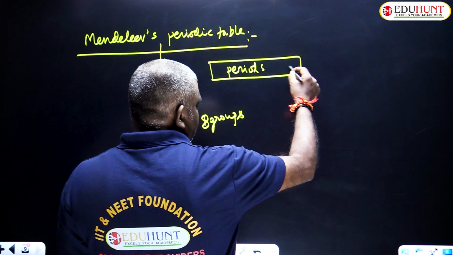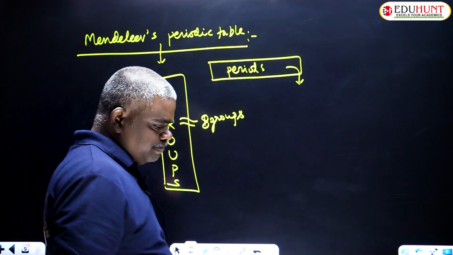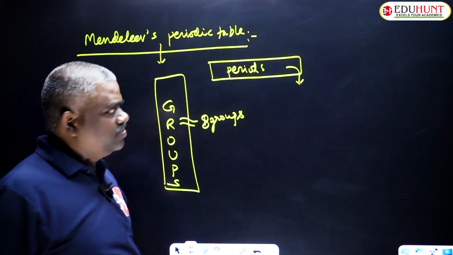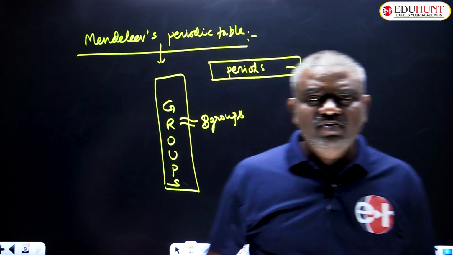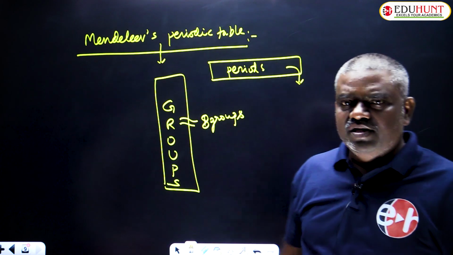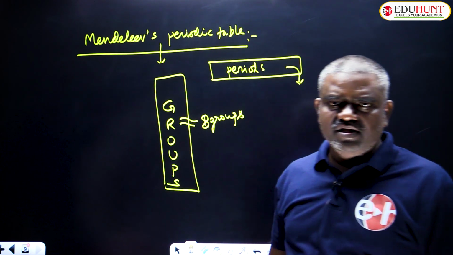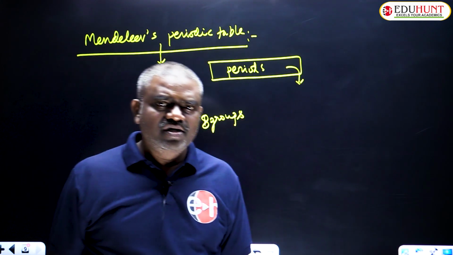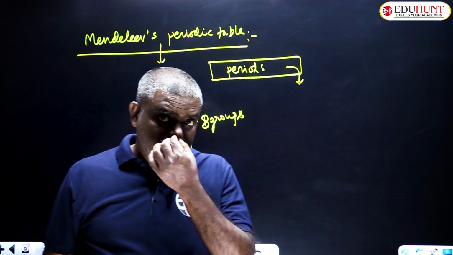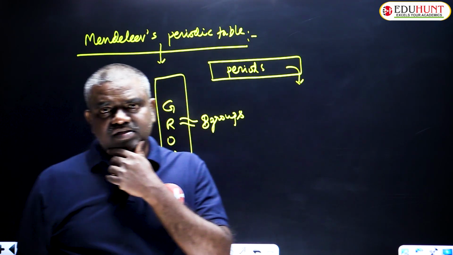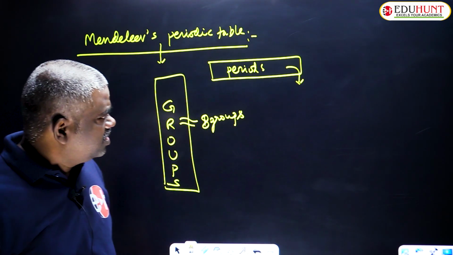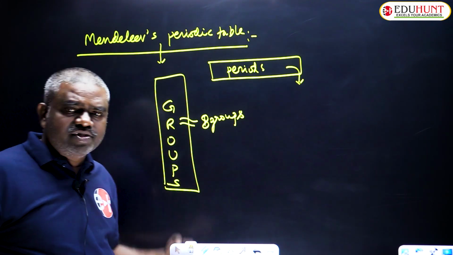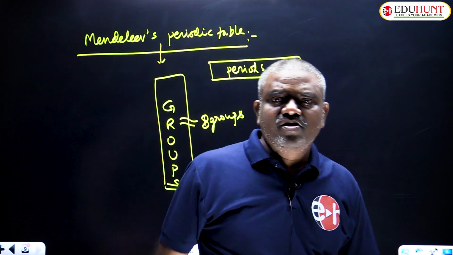Here 6 periods are present in Mandeleev's periodic table, and here 8 groups are present. Here the first 3 periods are short periods, the remaining are long periods. In the Mandeleev periodic classification, the vertical columns are called groups and the horizontal rows are called periods.